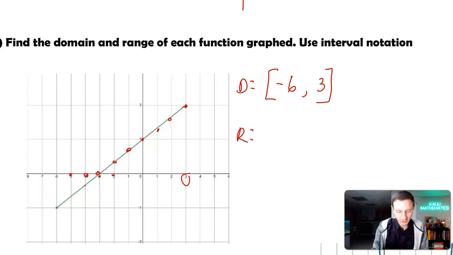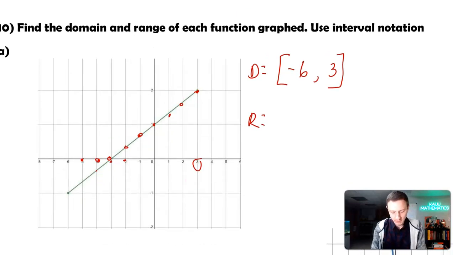Let's take a look at the range. The range is the y values. So now we're looking at the y-axis. So on the y-axis, I am at negative 1. This graph starts at the y value of negative 1 right there. Y value negative 1. So the range starts at negative 1.